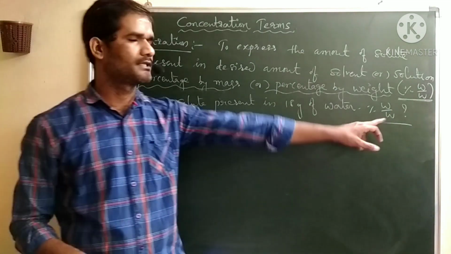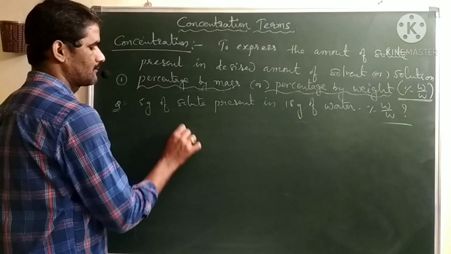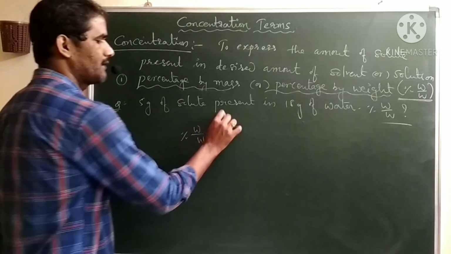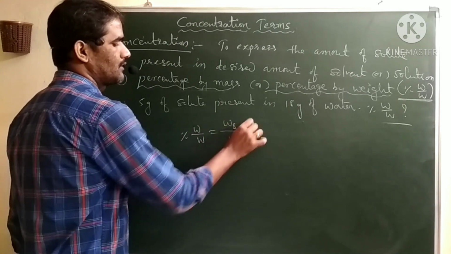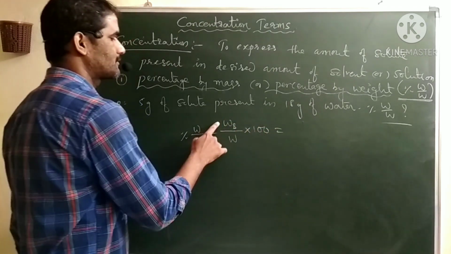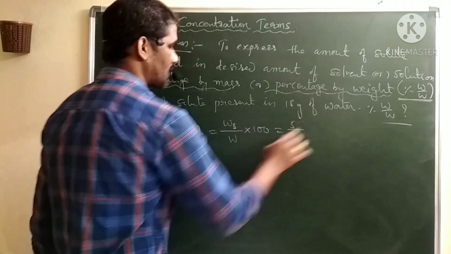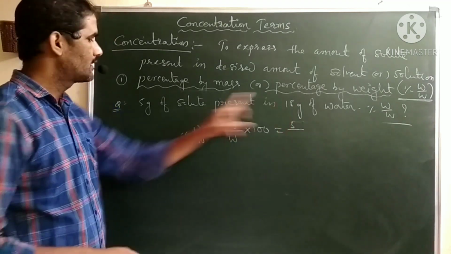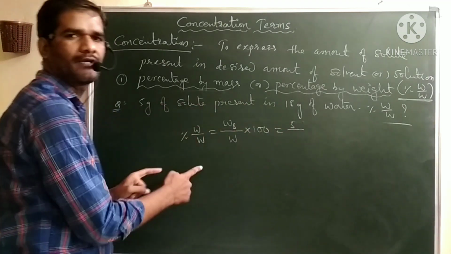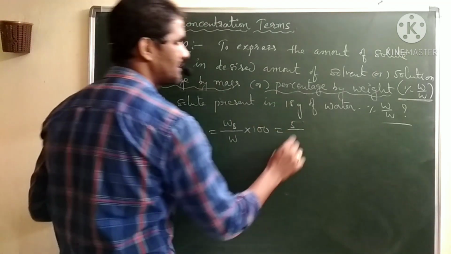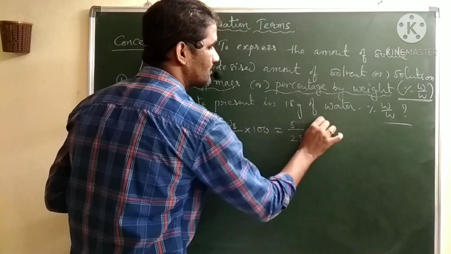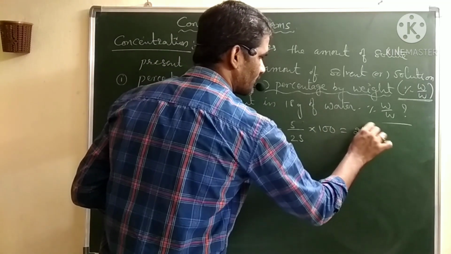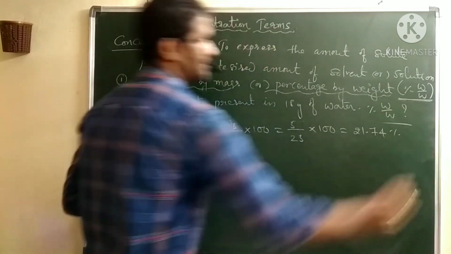So this symbol indicates percentage by mass. Just apply the formula. Percentage weight by weight is equal to weight of solute, WB, by W into 100. Weight of solute is given as 5 grams, and W indicates weight of solution. So this is the solvent weight, water, and this is the solute weight. If we add them together, we get the solution weight. 5 plus 18 gives 23, into 100. If you solve that, you will get 21.74 percentage by mass.